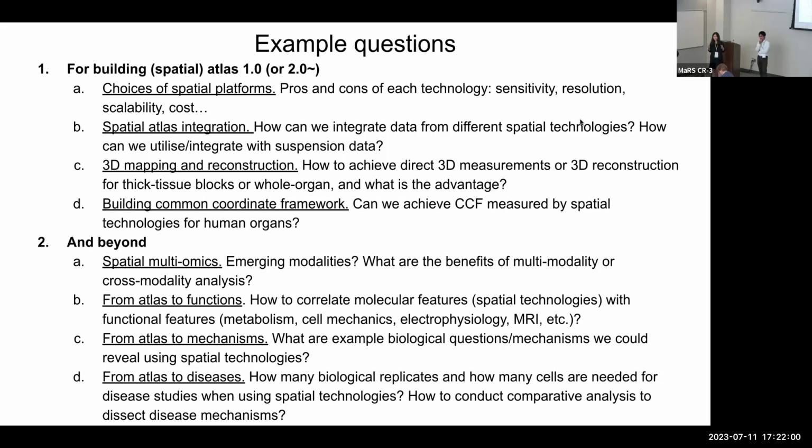I think that cross modality gene to function correlation will be a first hypothesis generation type of thing, and then we can go back to the perturbation side.